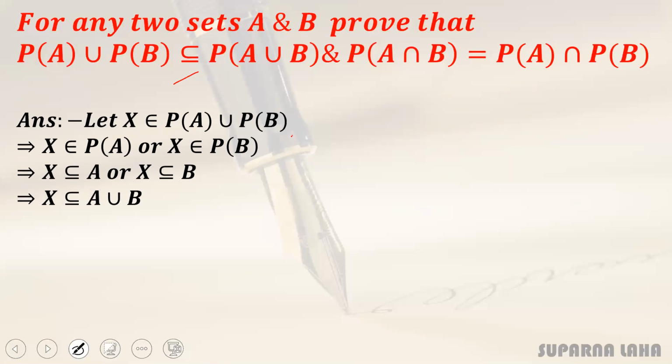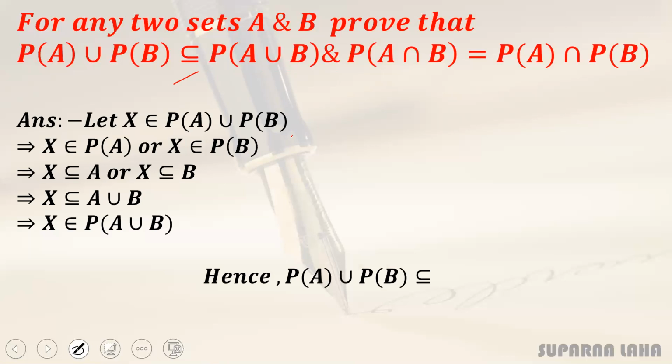So that means X is a subset of A union B, which means we can write that X is an element of power set of A union B. Clear? So from here you can easily say that power set of A union power set of B is a subset of power set of A union B. Clear? So next, the second part, the intersection part.